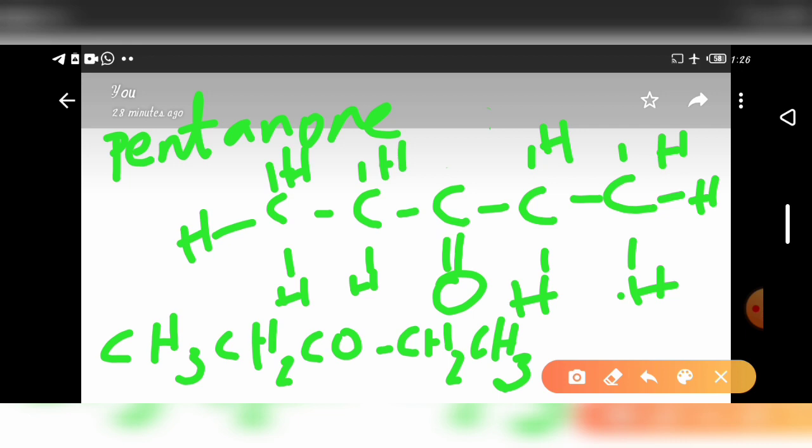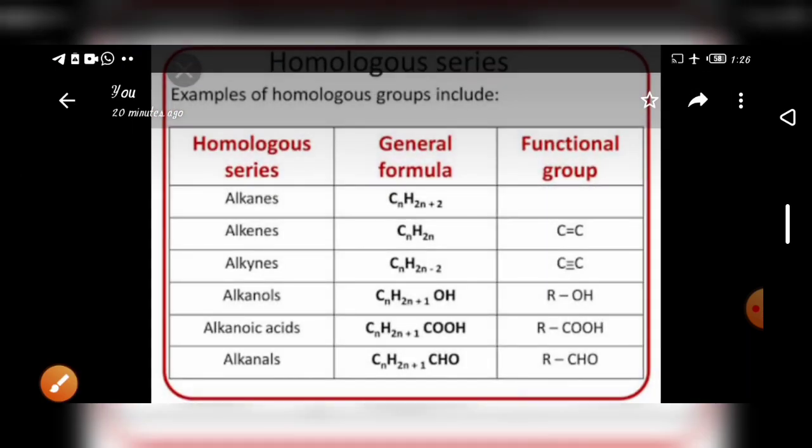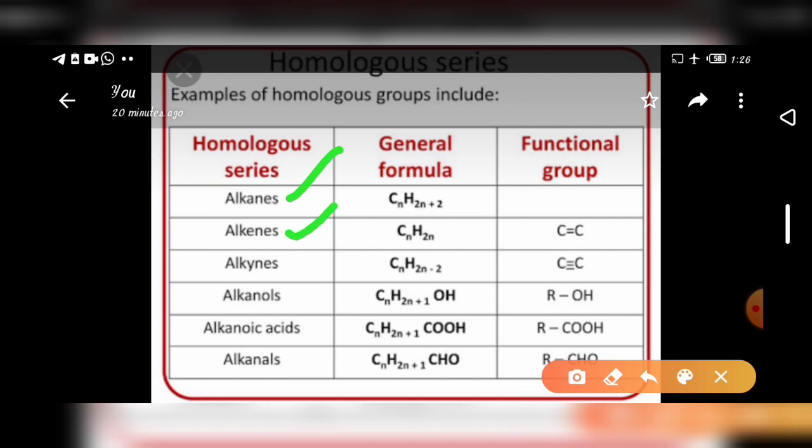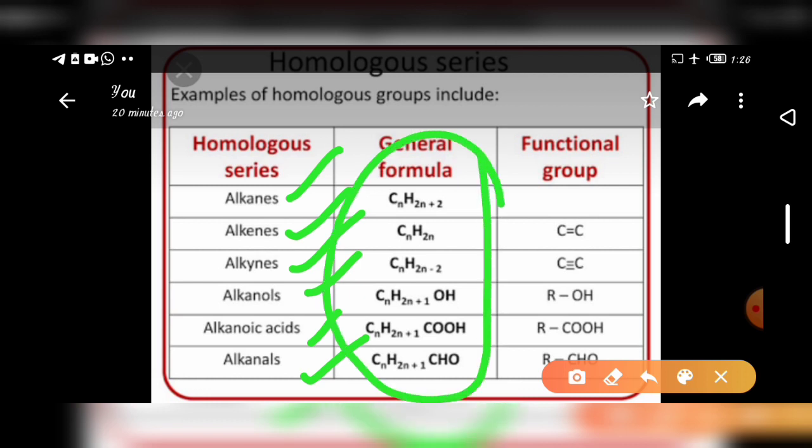Okay students, see here, next I have given the general formula of some of the compounds. Alkane you know very well. Alkene also, alkyne also you know very well. Alkanols means alcohols. Alkanoic acid means carboxylic acid. Alkanals means aldehydes. The general formula also I have given. You have to predict the formula by using the general formula, also using the carbon counting.